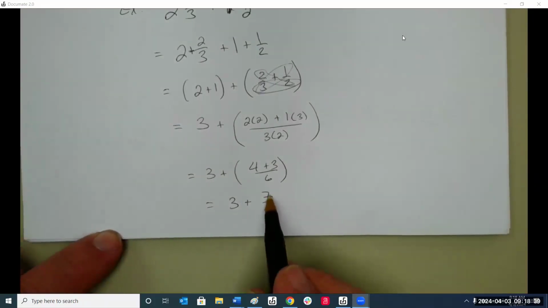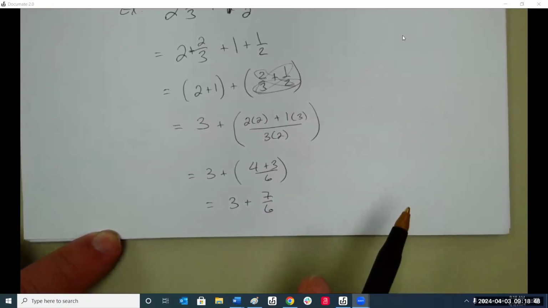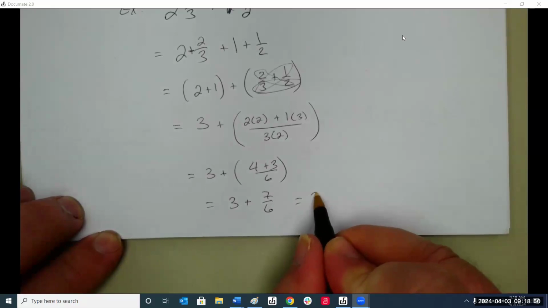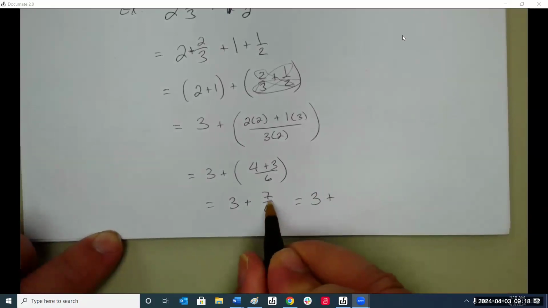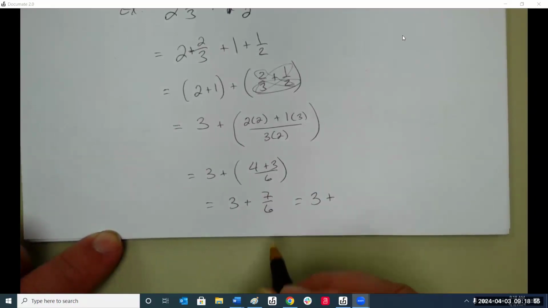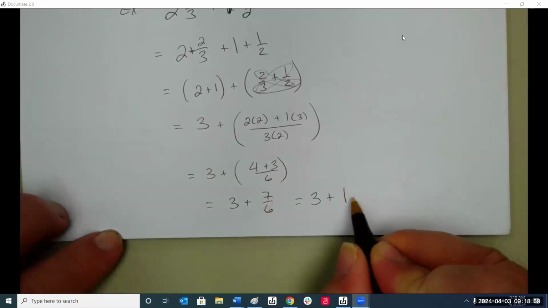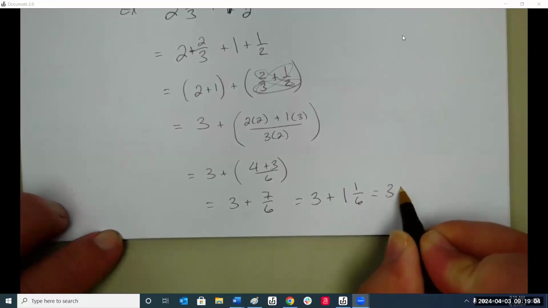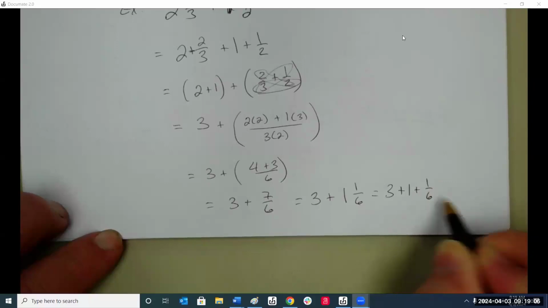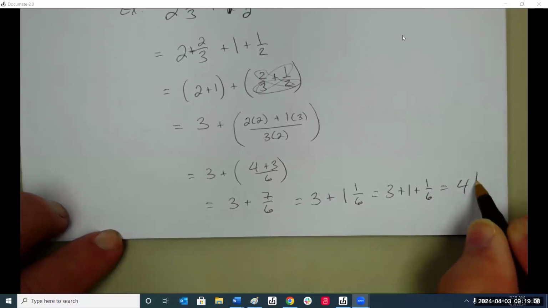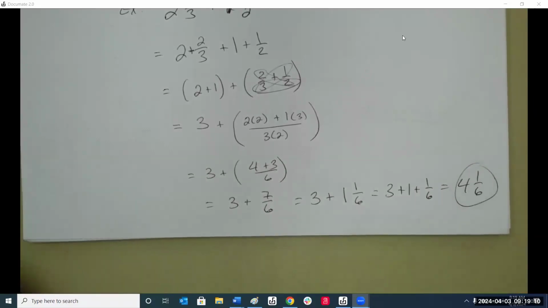Can we leave it like this? No, because it's an improper fraction. You always end up with proper fractions and mixed numbers. So we have to convert this improper fraction to a mixed number. How many times does 6 go into 7? With how many left over? So we have 3 plus 1 plus 1/6 makes it 4 and 1/6.